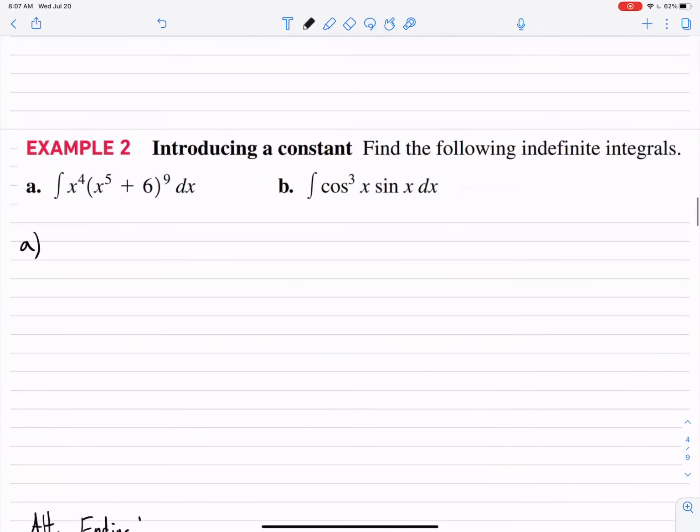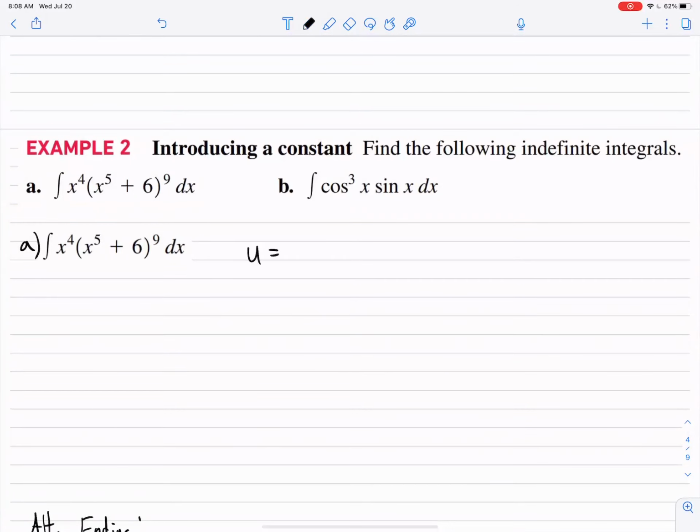So what about this one? So this one is off. So it's clear, hopefully, because of this to the 9th power right here. Let me rewrite this. Maybe I'll put this down here. So it's clear that this x to the 5th plus 6 is the inside function because it's raised to the 9th power right here. And the derivative of this is 5x to the 4th. So this is kind of off. It's almost there, but not quite right.